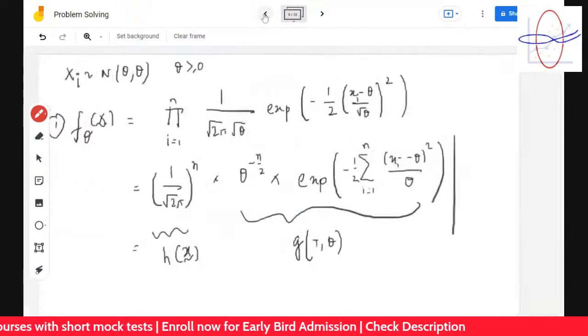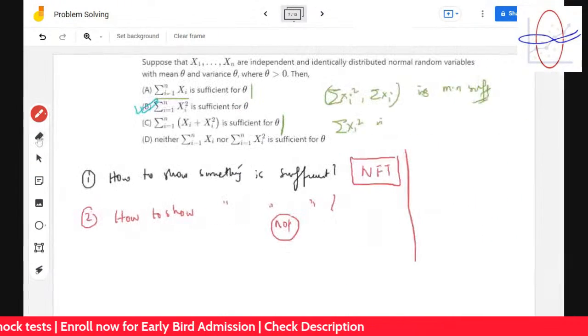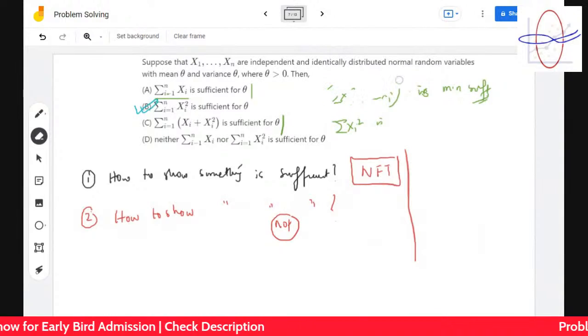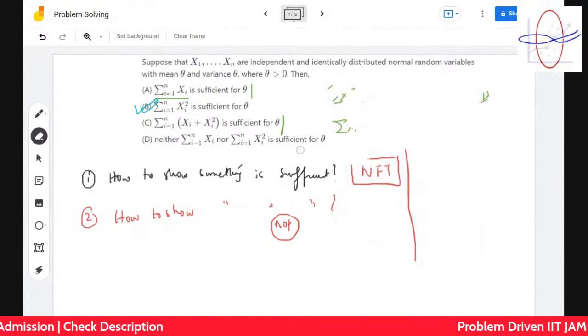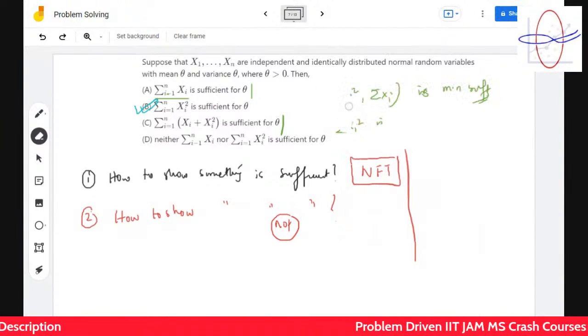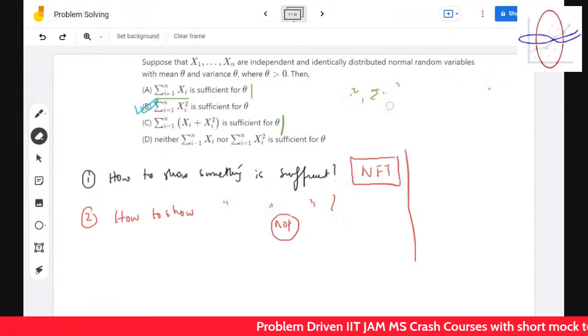Because this is a mistake people make. That's why I told it, and I did that deliberately. So you can understand over here that summation xi square is minimal sufficient.